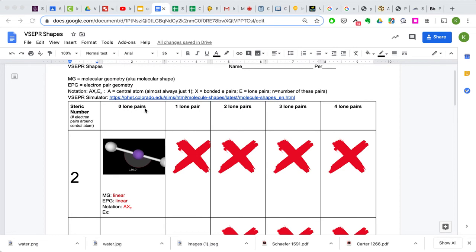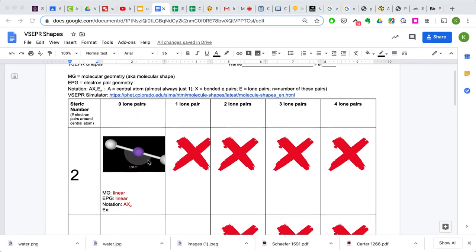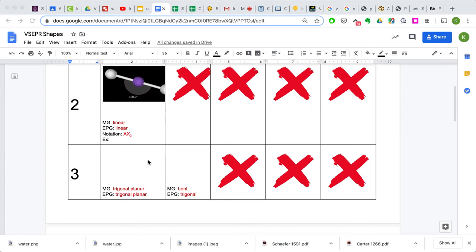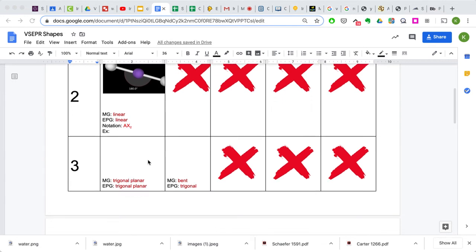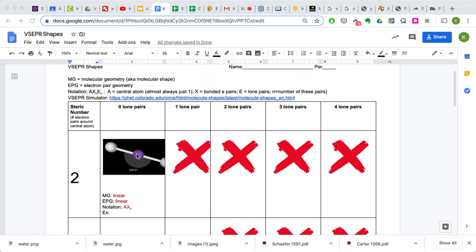Notice that 0 lone pairs means only bonded groups around the central atom, and here there are no lone pairs. As we become more complex, and as molecules take on 3, 4, 5 groups around a central atom, that's where we can have lone pairs.